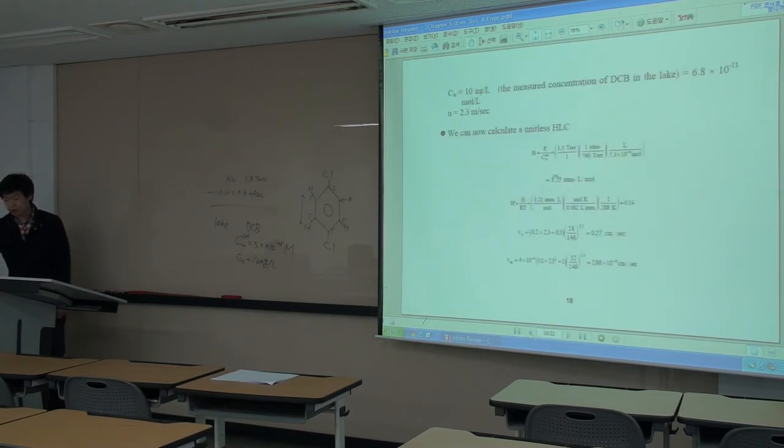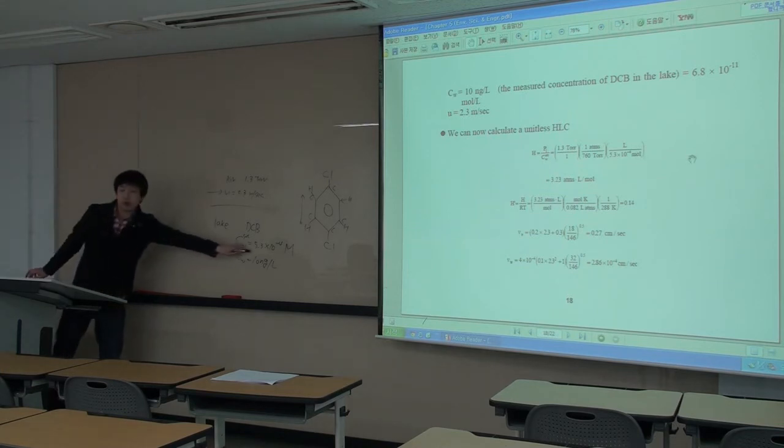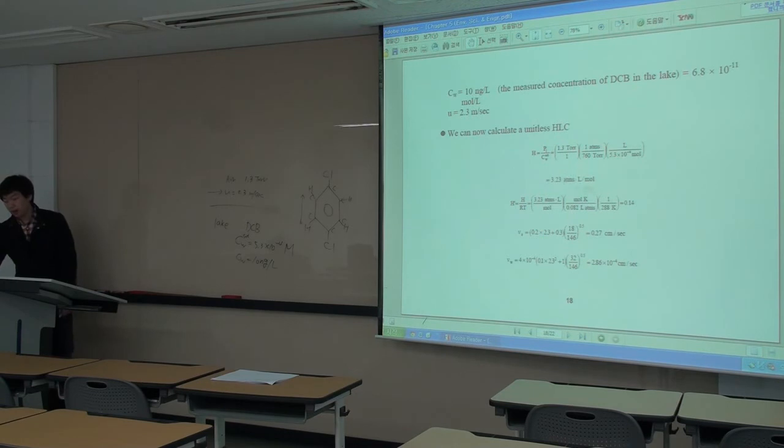Okay, let's see together. As you can see, this was the definition of the Henry's law constant: P1 over CW saturation. P1 was 1.3 torr, but it should be converted to ATM. Yeah, so 1 ATM is the same as 762 torr. And this CW saturation was this one. So we got 3.23 ATM liter per mol. This is the Henry's law constant for this system.